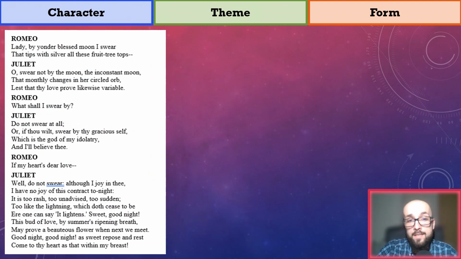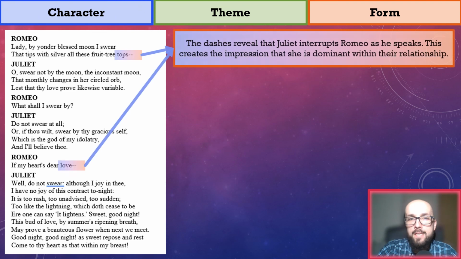Romeo and Juliet continue to talk in this little extract you can see on screen. And something that stands out to me is how Juliet interrupts Romeo in these lines. That's what the dashes indicate.